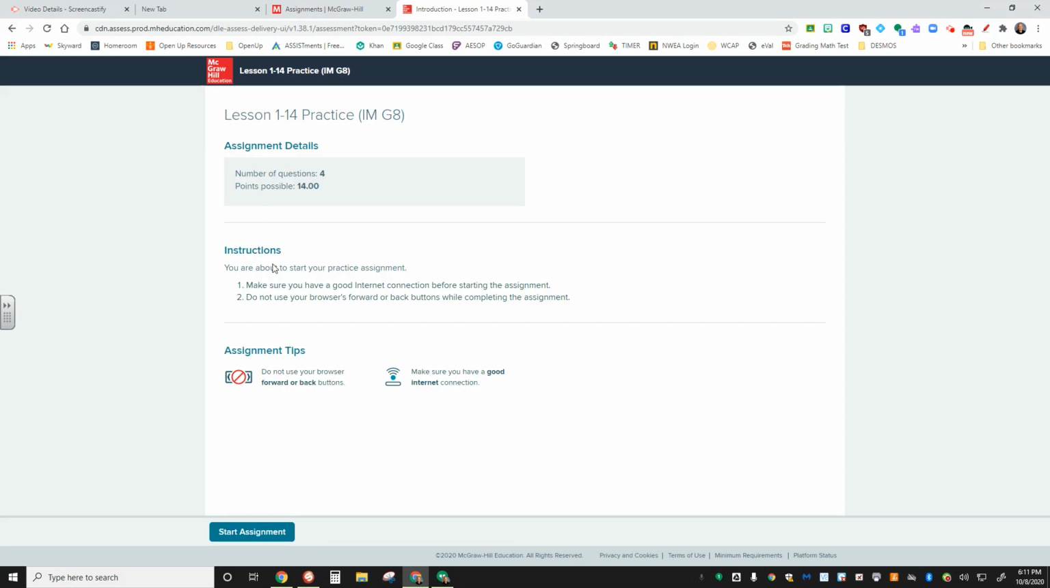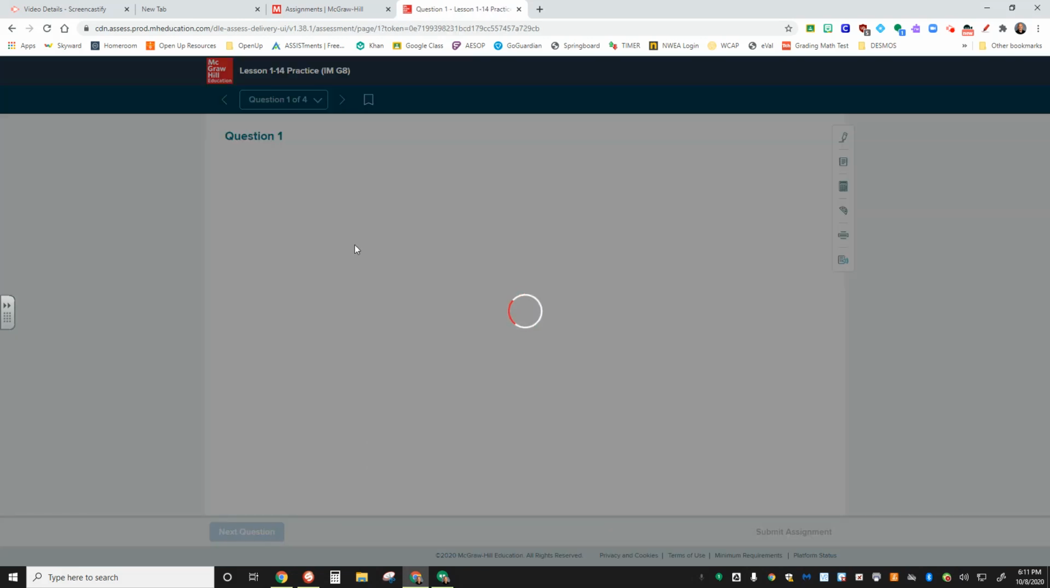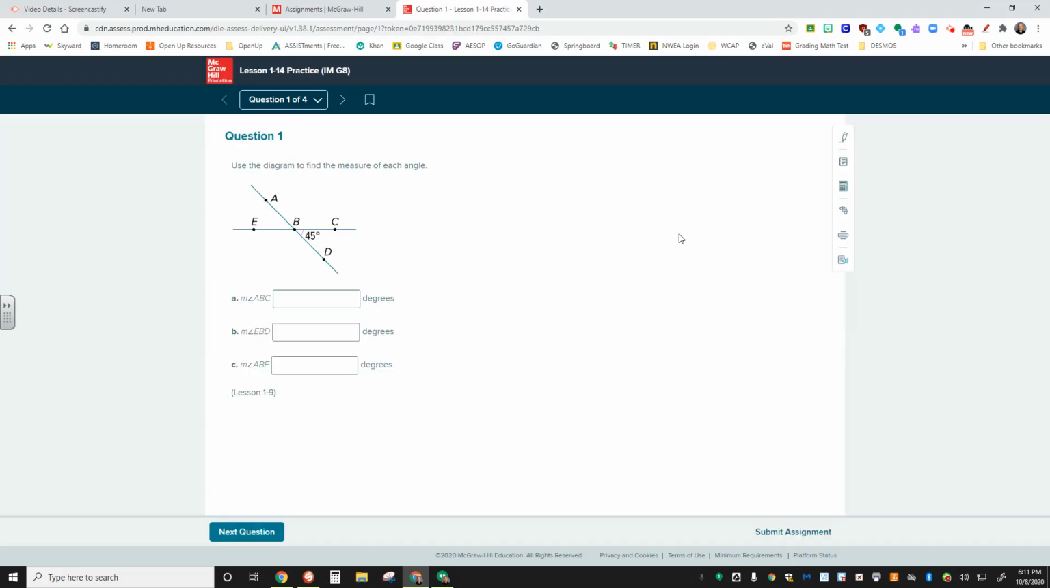When you go ahead and open this up, you'll see the first window that gives you instructions that there's 4 questions with a total value of 14 points. Make sure you have a good internet connection. Don't use your browse forward or back buttons. That means these buttons up here in the upper left. Please don't use those. Use the ones that are inside of the program. We click on Start Assignment, and we are taken directly to our first problem.